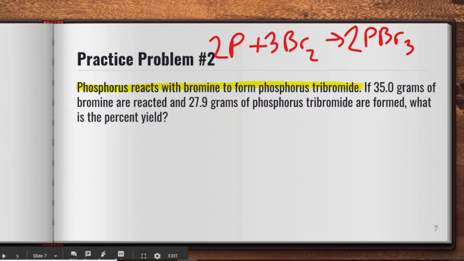If 35.0 grams of bromine are reacted and 27.9 grams of phosphorus tribromide are formed, what is the percent yield? So what we want is percent yield. I'm given a starting amount and how much is actually produced. So remember, this is your actual here. All right, so what we're going to do is use this information here, convert that to PBr3, and that's going to be our theoretical, and then we can do our calculation. So let's start with some stoichiometry again.